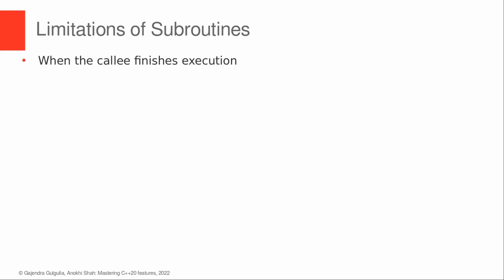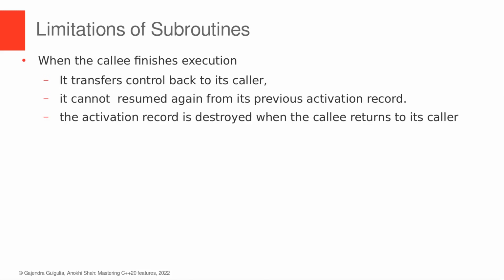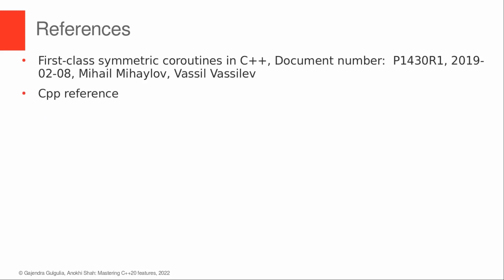When the callee finishes execution, the control transfers back to its caller. It cannot be resumed again from its previous activation record, and the activation record is completely destroyed when the callee returns to its caller. For example, the callee in this case was bar and the caller was foo. When bar returned to foo, its activation state was completely destroyed. Here is a reference which you could use to understand more about activation records and the way functions work.